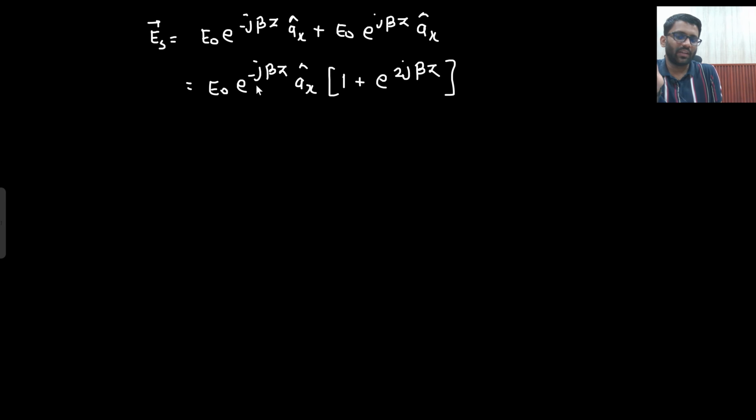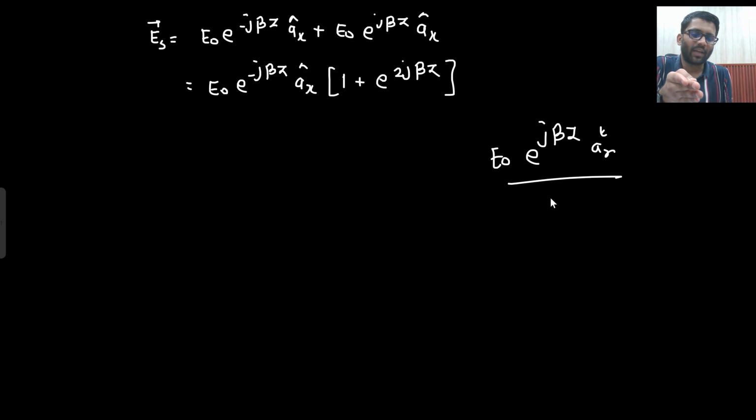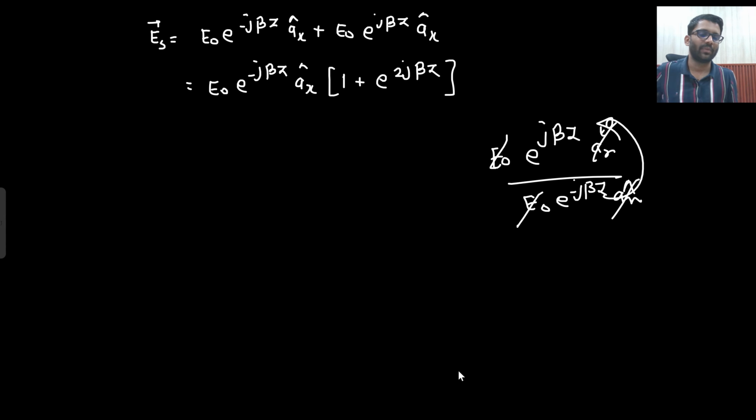E0 e to the power minus j beta z Ax cap. So what I will be left with? 1. And what will I be left with here? e to the power 2 beta z. How did I get e to the power 2 beta z? Basically it is E0 e to the power beta z Ax cap divided by E0 e to the power minus j beta z Ax cap. So Ax cap gets cancelled, E0 gets cancelled. This goes upward, so it becomes e to the power 2 beta z. Is that easy for you? Right?